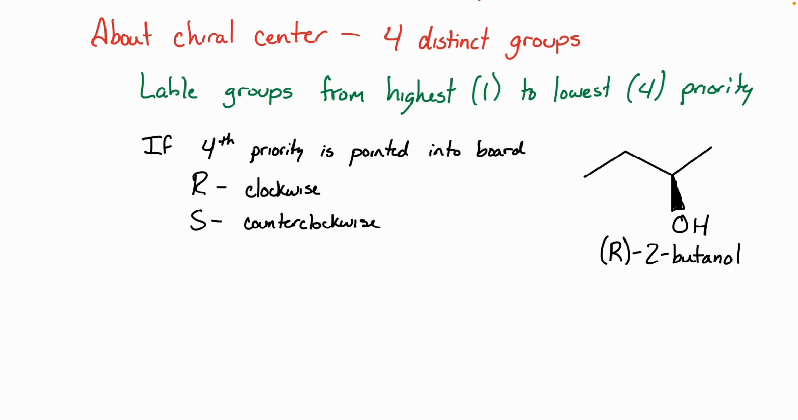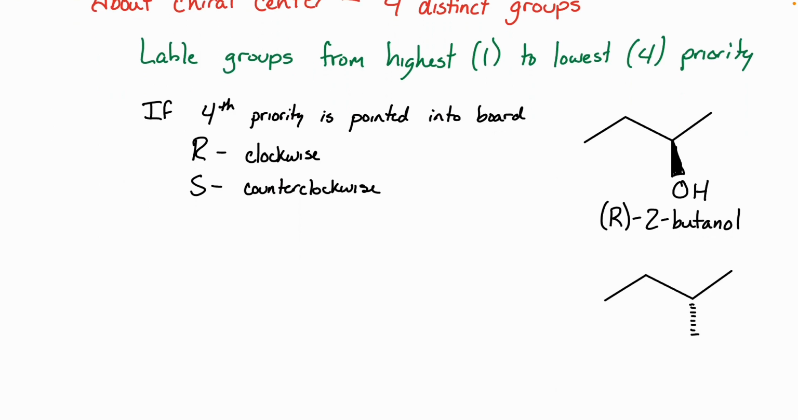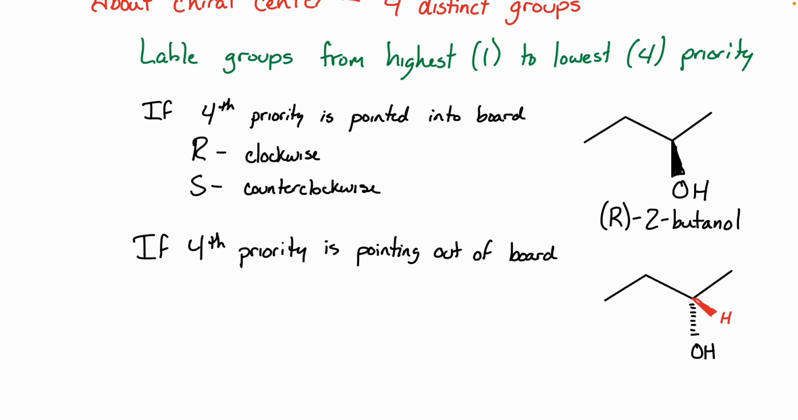Right? But what if our fourth priority group is pointed out of the board? Yeah, there it is. All right, so now my alcohol group is on a dash, which implies that my hydrogen is sticking out towards me on a wedge. Right, we said, okay, you can either redraw this compound so that that low priority group is pointed into the board, that's how the rules are defined, or you can just switch the rules up, and that's kind of the easier thing to do, right? So instead of redrawing it, what we said is if the fourth priority is pointing out of the board, meaning pointing up at you, then just switch the rules. Now R is counterclockwise and S is clockwise.